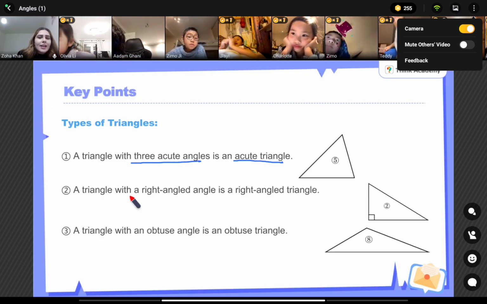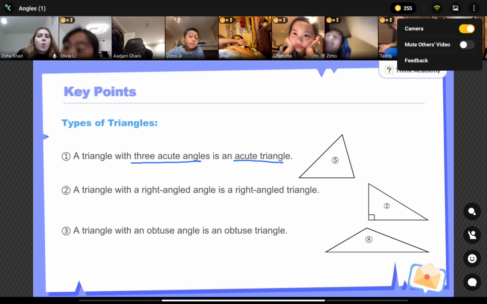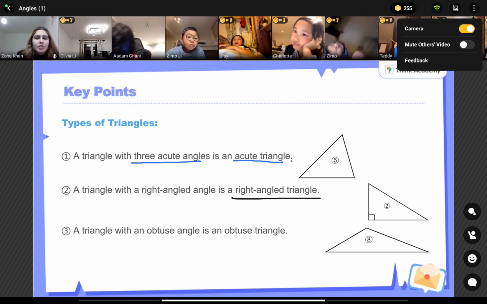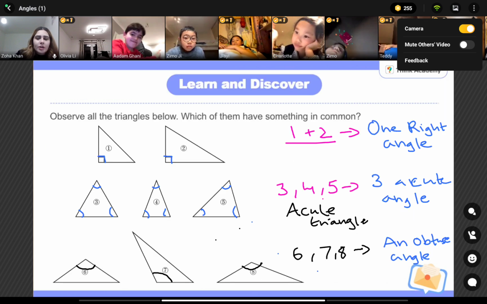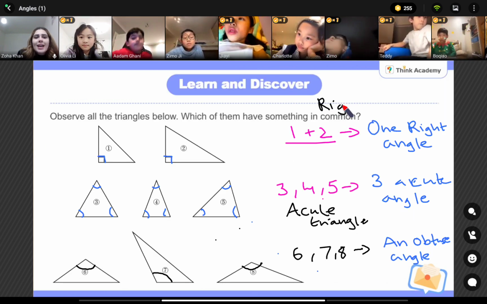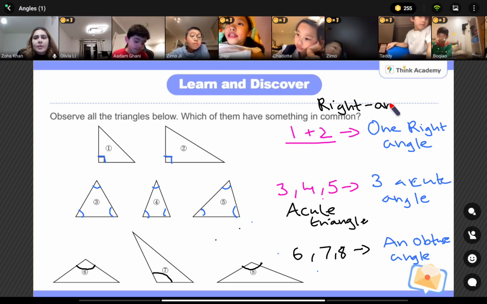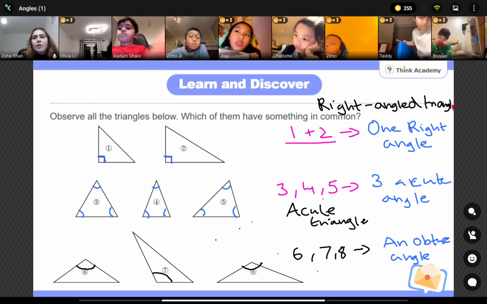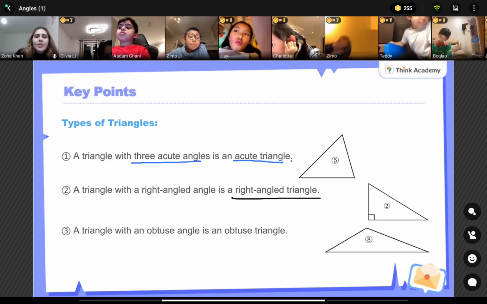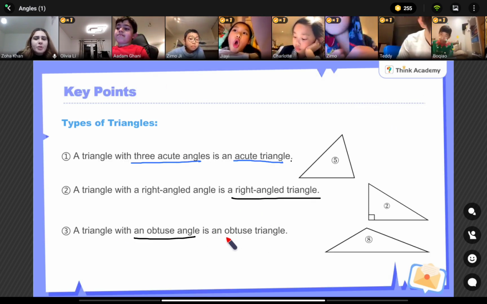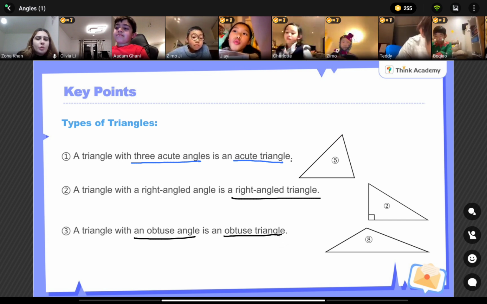Then, if a triangle has one right angle, we call this the right angled triangle. Okay, so look, number 1 and 2 have one right angle, we call this right angled triangle. Okay, and then finally, a triangle with one obtuse angle, we call this obtuse triangle.